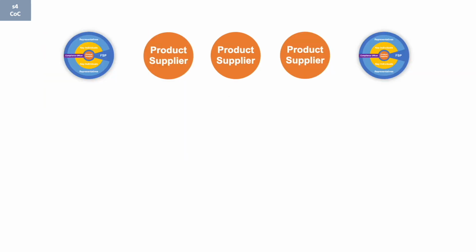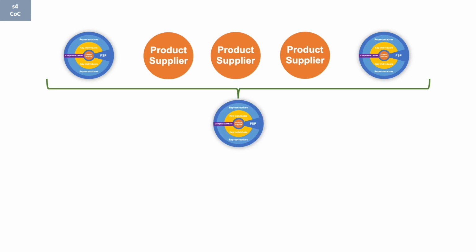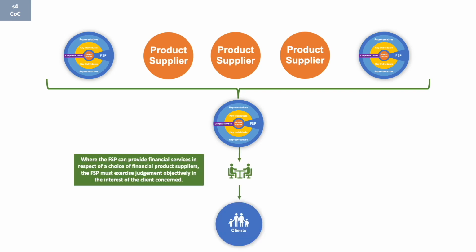Here we can see that we have multiple FSPs that are also product suppliers and have insurance companies that are only product suppliers. An FSP can be giving advice to their clients on products and services from some or all the product suppliers based on the client's need. An FSP can provide and/or render financial services in respect of a choice of financial product suppliers. The FSP must exercise judgment objectively in the interest of the client concerned. This is very important.